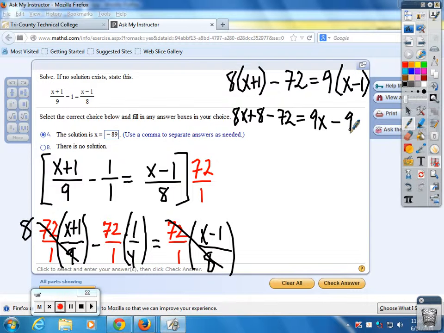I'm going to bring that 8x over because I want to keep my variable positive. And I'm going to bring that 9 over because I'm going to keep the 9x, I meant the x by itself. 9x minus 8x is x, so that's nice. And then 8 plus 9 minus 72. 8 plus 9 is 17 minus 72, I have no idea.